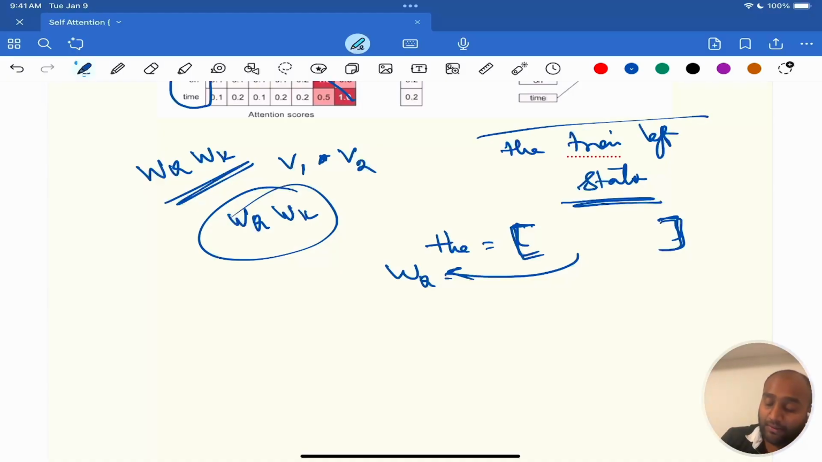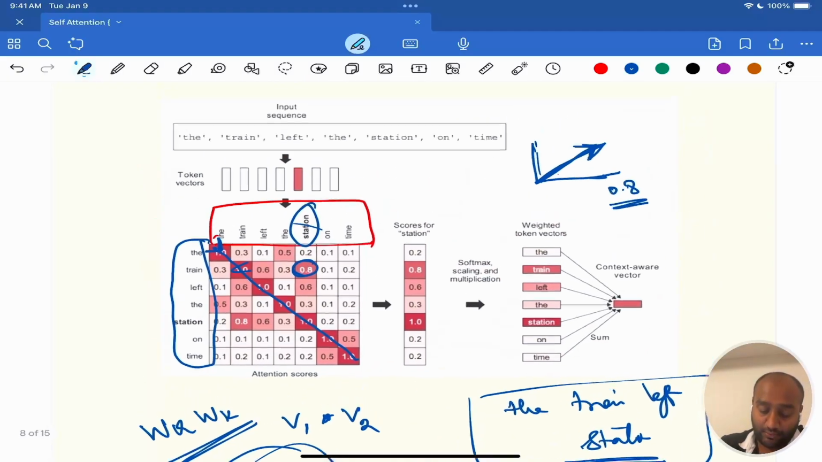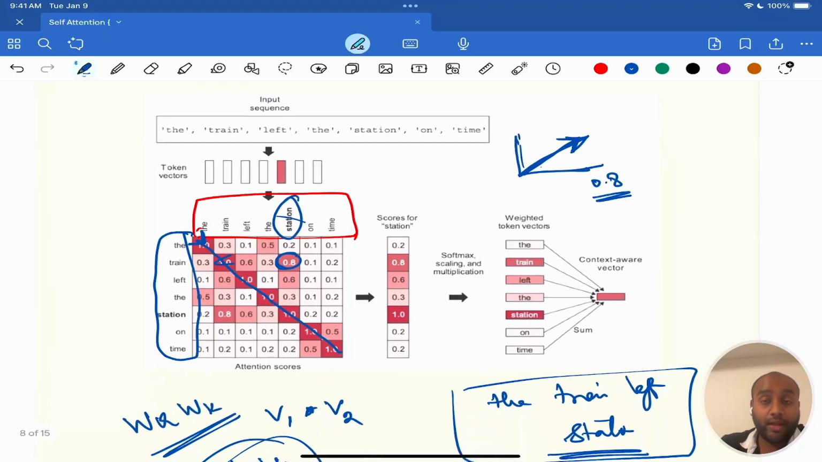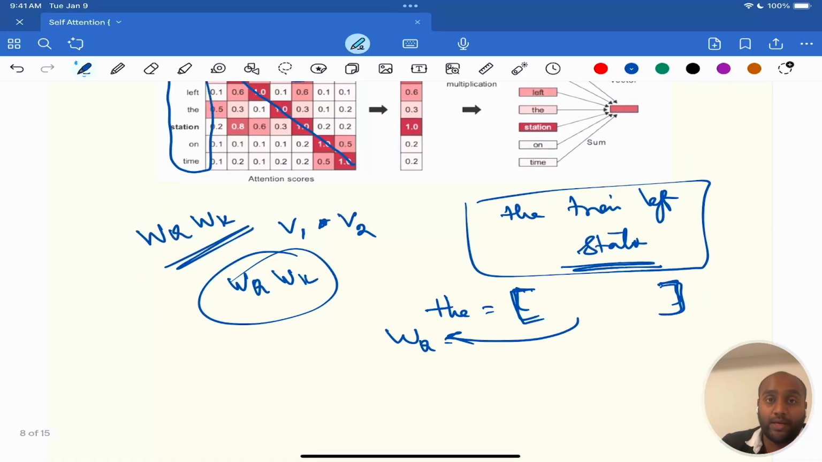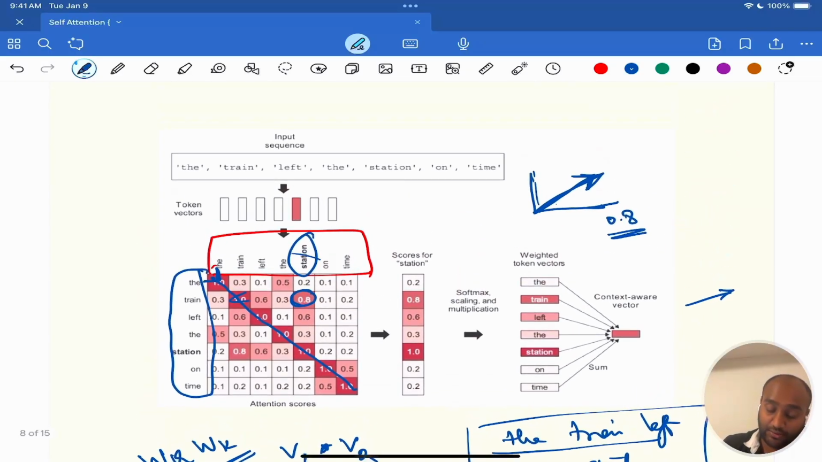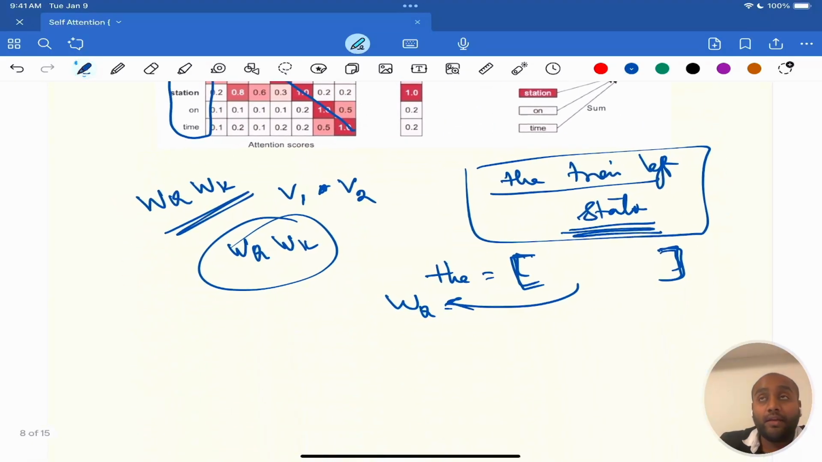So the same statement, the train left the station on time, gets projected as a Q matrix, as a query, and the same statement, the train left the station on time, gets projected as a K, key.